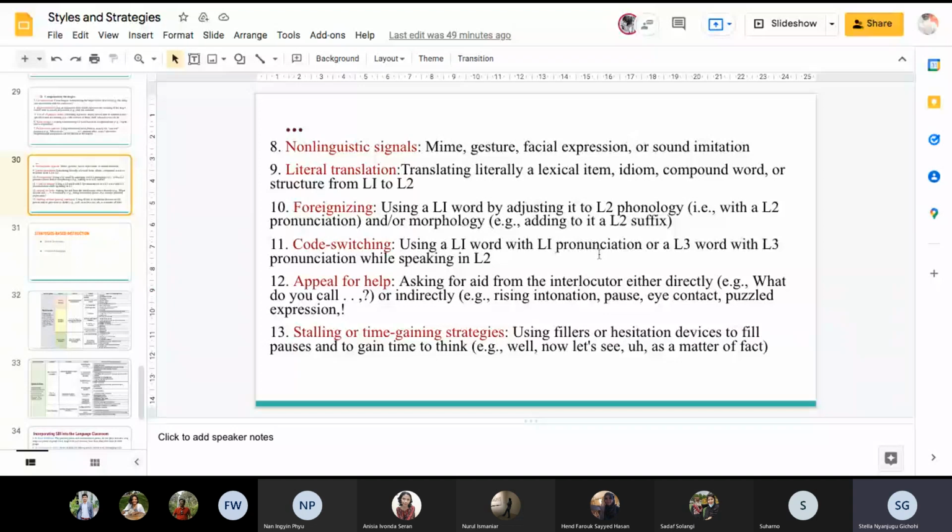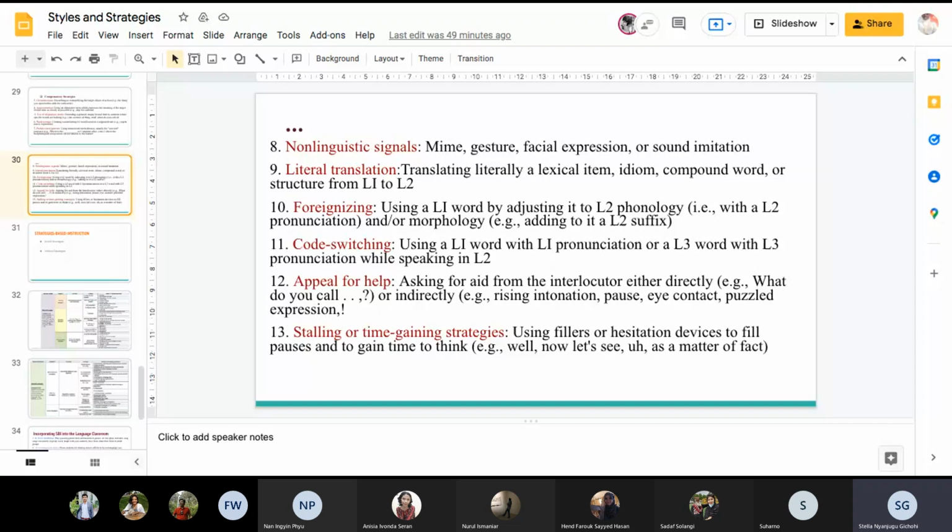Then you have code switching. Yes, also we find that L1 is put in while speaking, so you can find it occurring in the L2. And even some people appeal for help. Sometimes when a person is speaking and they don't know what the next word is, you might find that directly or even indirectly, they'll ask for help. For example, they'll say, what do you call it? How do you call this? Or sometimes they will make eye contact or have a puzzled expression. And then from there, you'll know that it is you, as the teacher or as the native speaker, it's your time to help.